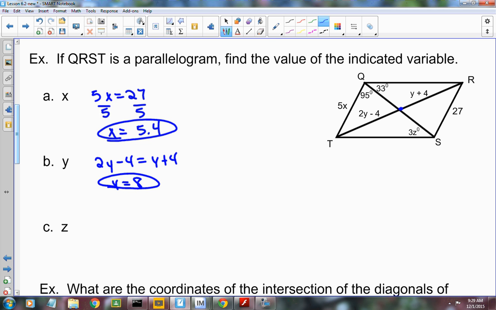And what about z? We got that 3z over there. Is it equal to anything? Supplementary to anything? It's equal to 33. Remember, we've got parallel lines cut by the transversal. Okay? So remember, your alternate interior angles are congruent to each other. So I'm going to do 3z equals 33. And so z is 11.